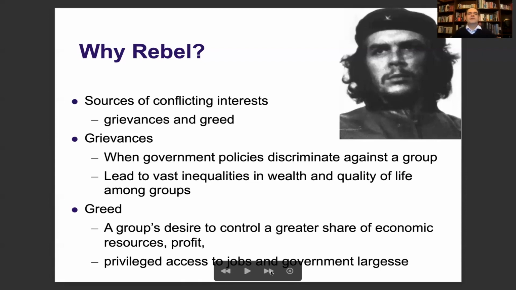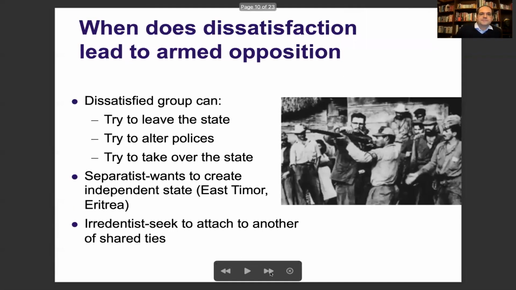So in a way, the grievances and the greed aspects are very often tied together, and are at the center of the origins of the conflict, but also at the center of the solutions to these conflicts.